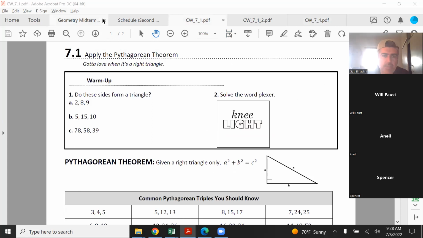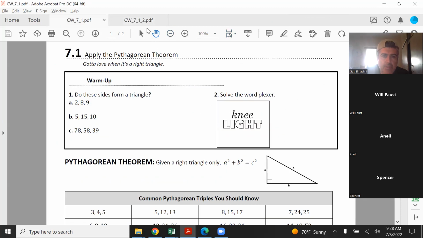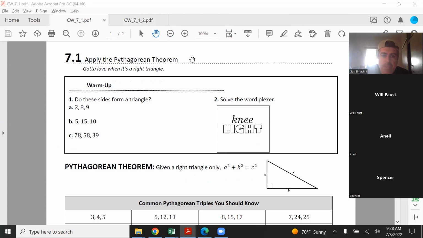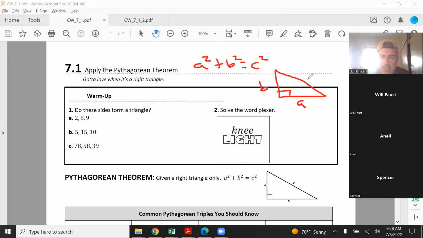Okay, Pythagorean Theorem. We have talked about this. It's something you should have seen in middle school, hopefully saw in Algebra 1 last year. You have a right triangle. A and B are the legs. C is the hypotenuse. And A squared plus B squared equals C squared. That's it.